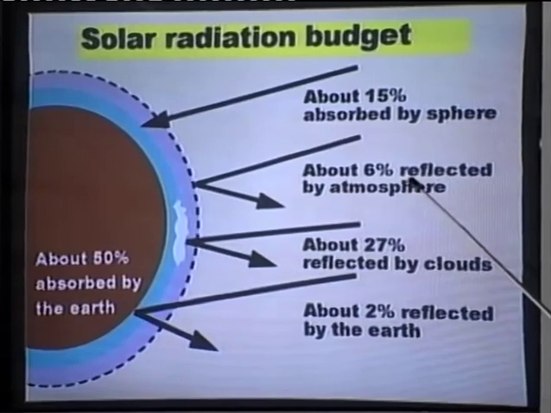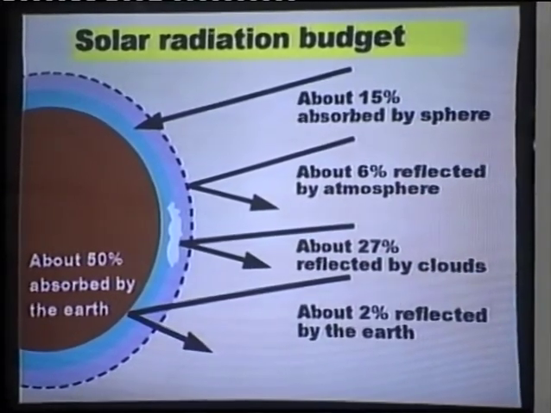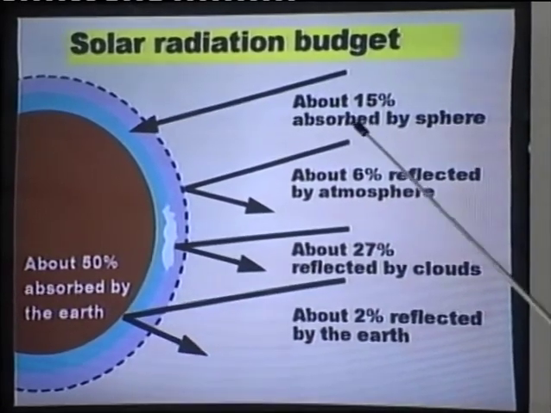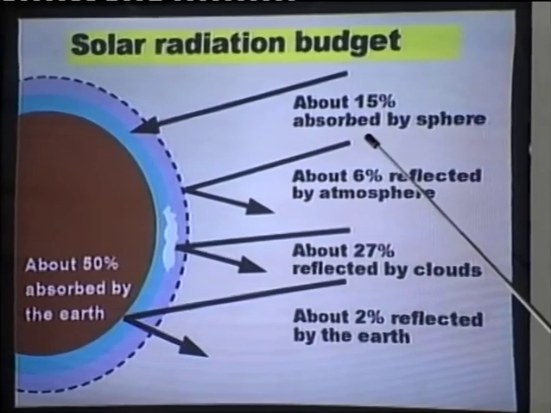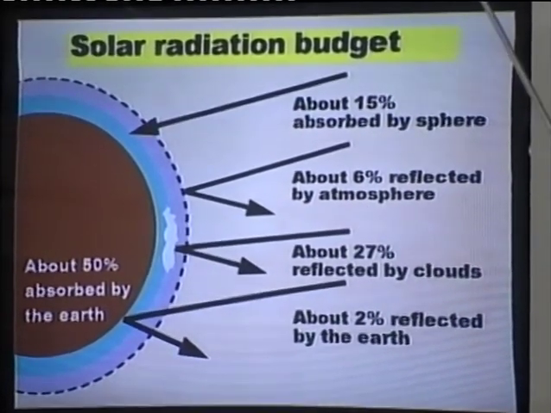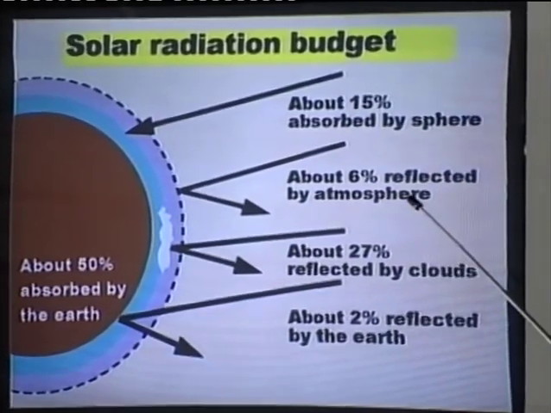6% of all of the solar radiation is actually reflected back into space by the atmosphere itself. Absorbing means to soak it in. Reflecting means it bounces and then it gets transmitted back. So 6% is reflected by the atmosphere.